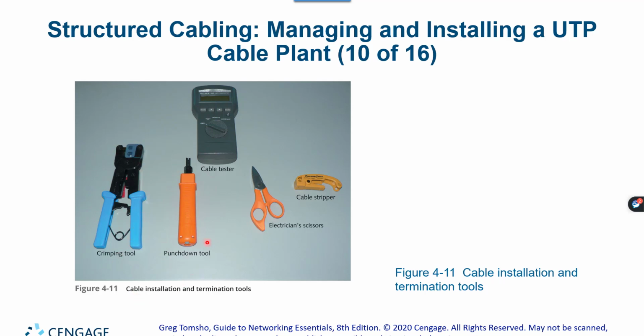This punch down tool is for terminating the wire inside of the wall. So when we come to the jack in the wall or the patch panel, we're going to use this to push the wires into those white connectors. Electrician scissors is what we're going to use to cut the cable. We can always use cutting pliers also. This cable stripper takes the outside jacket off of the cable. And then finally, after we've used all of these tools, we're going to use a cable tester to make sure that our connection is sound inside of the wire, and we're not going to have any further problems from the wire after we install it.